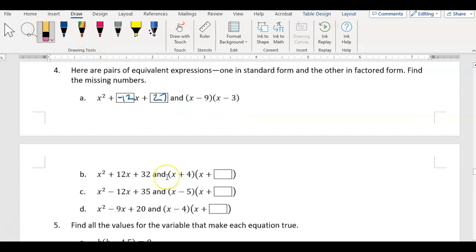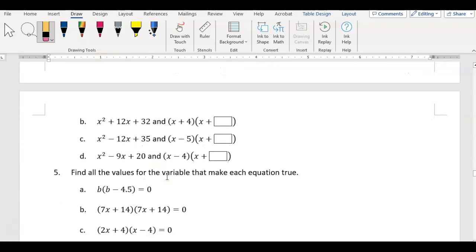Let's look at the next one. So this one now is working backwards. So in this one, it's giving me the first one. I need to figure out what times 4 is going to give me 32 and add to equal 12. Well, 8 times 4 is 32, and 8 plus 4 equals 12. So I know that that works.